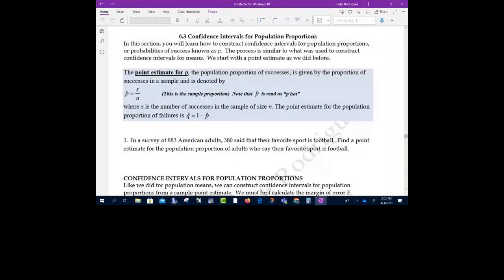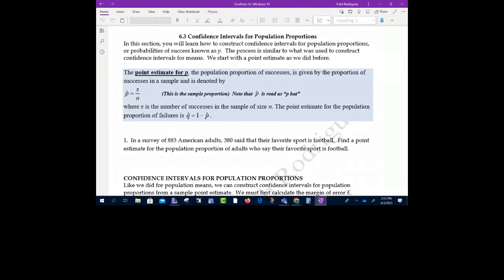So, y'all, 6.3 talks again about confidence intervals for something we call population proportions. In this section, we're going to learn how to construct a confidence interval for a population proportion, or probability of success, known as P. The process is going to be very similar to what we've been doing for confidence intervals for population means.